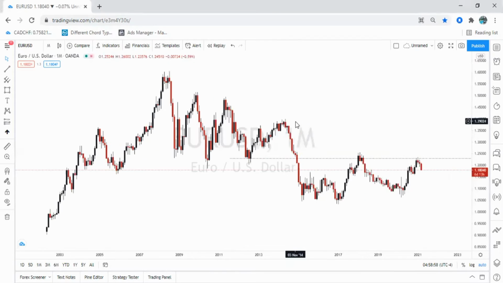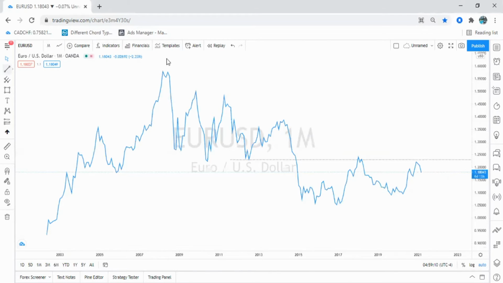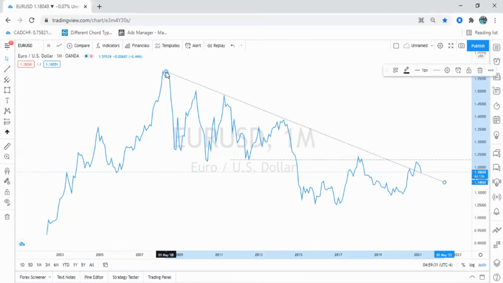So there's one of two ways of drawing them. Either you use a line chart or you use wicks to draw your trend lines. By line charts, that's what you would do: you would connect your consecutive highs and lows, the turning points of your trend. And this would be your trend line. So you want to make sure that all the turning points are satisfied.